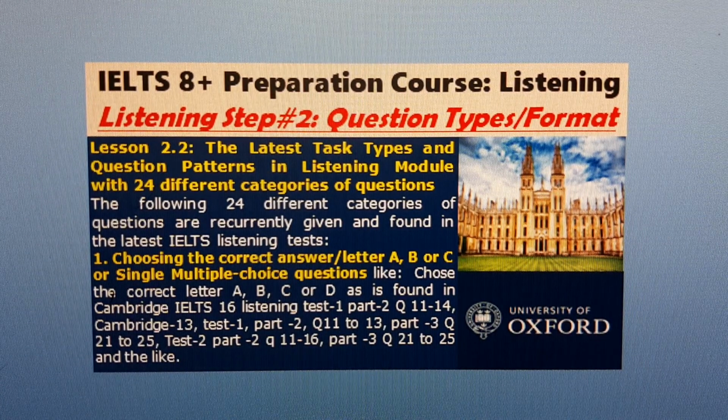You can find this type of question in Cambridge IELTS 16 Listening Test 1 Part 2 Question 11 to 14. Cambridge IELTS 13 Test 1 Part 2 Question 11 to 13, Part 3, question 21 to 25, Test 2, Part 2, question 11 to 16, Part 3, question 21 to 25, and the like.